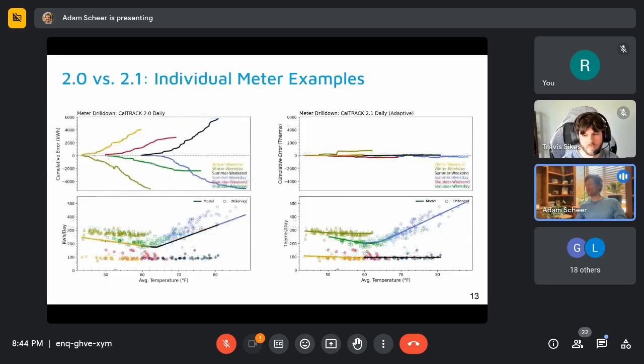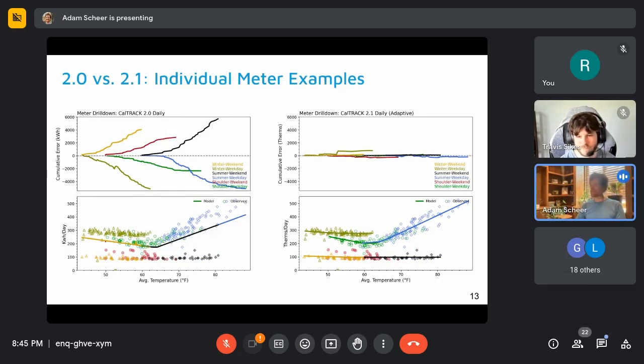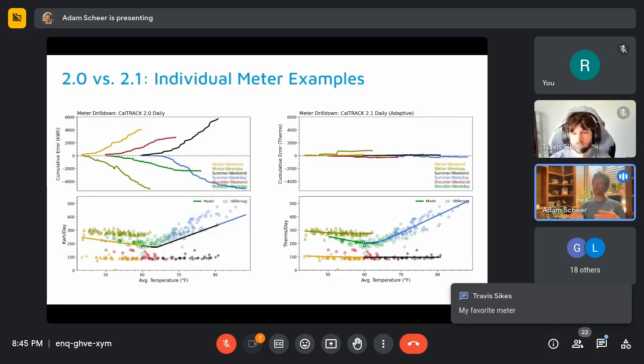Okay, I'm going to bring us on to our last example here, and this brings a lot together in one set of figures. Again, Caltrack 2.0 on the left, Caltrack 2.1 on the right. This is an example of a model that was split by both season and weekend weekday.